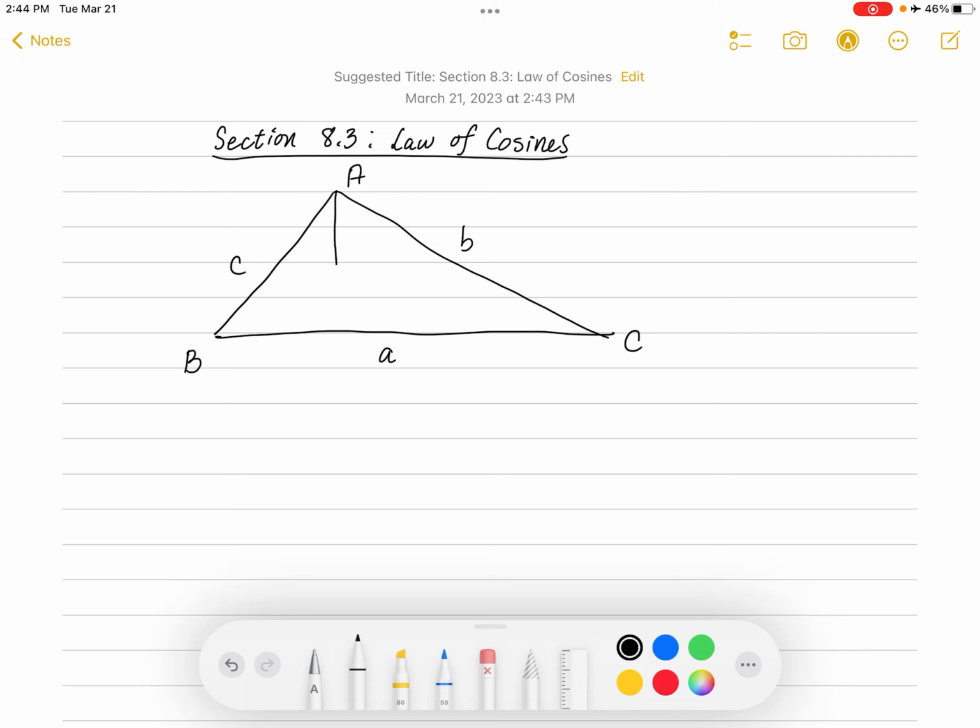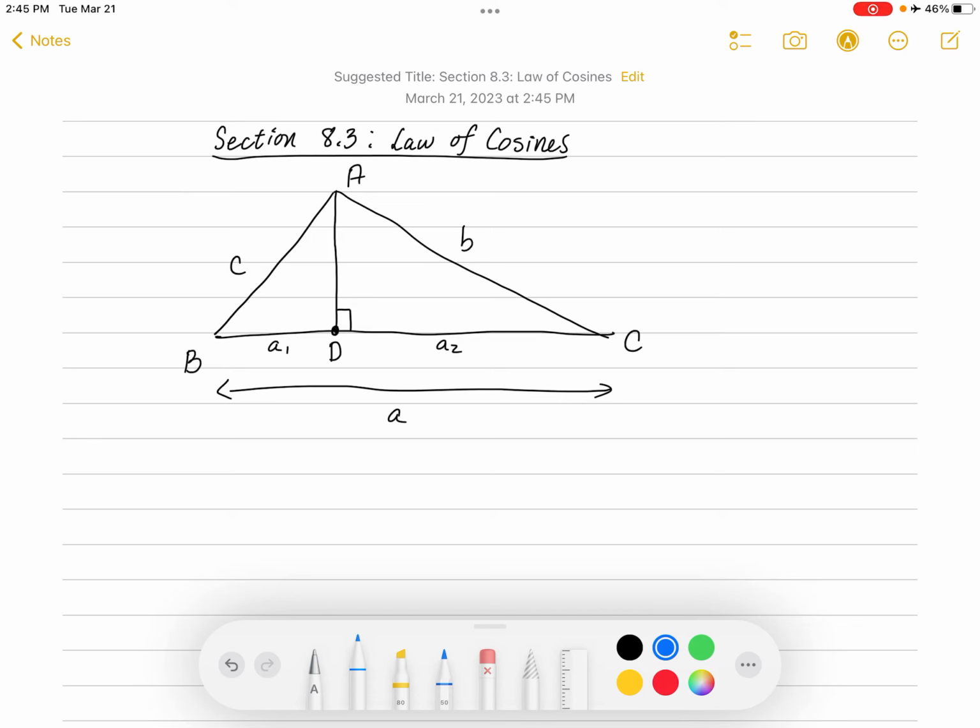So let's say I take a perpendicular altitude or height here. Call this little point here D. So here little a is basically BC. Little a is the distance from B to C. I'm going to call BD A1, and DC or CD I'm going to call A2. So basically A1 plus A2 gives you little a.